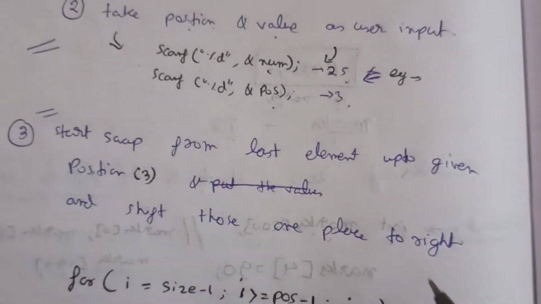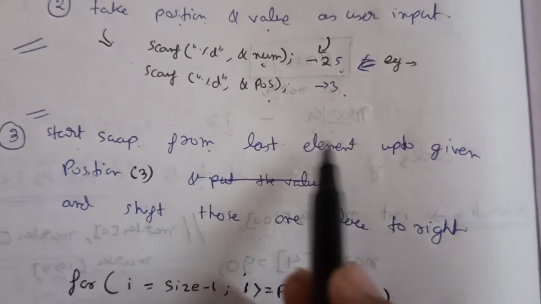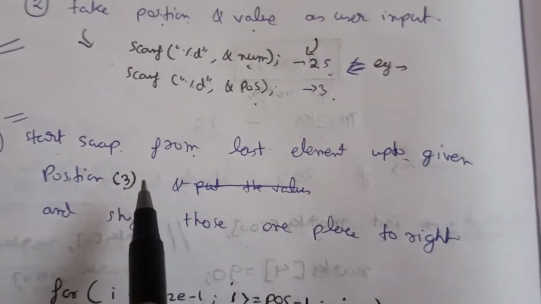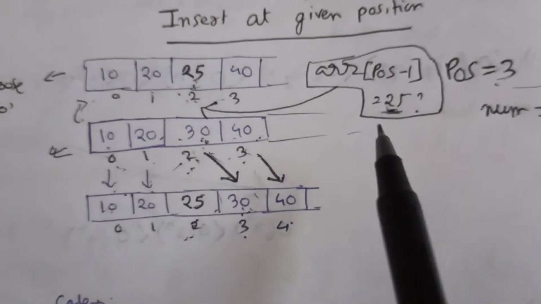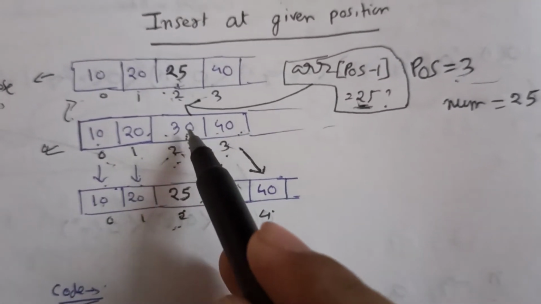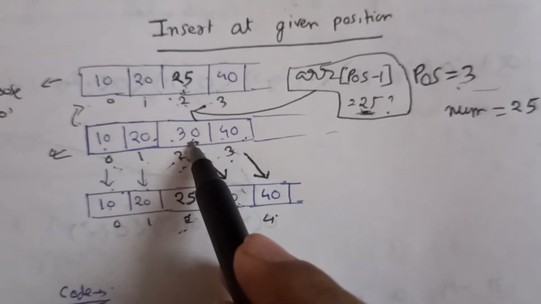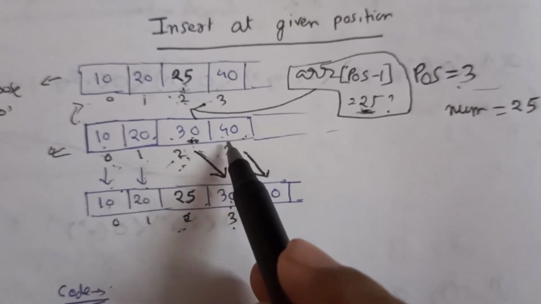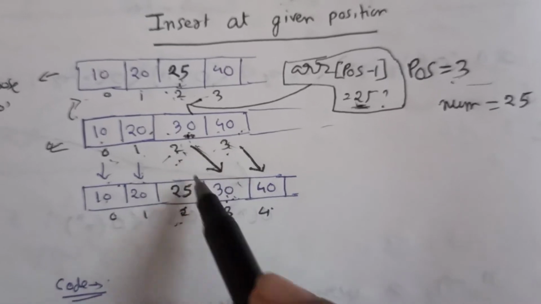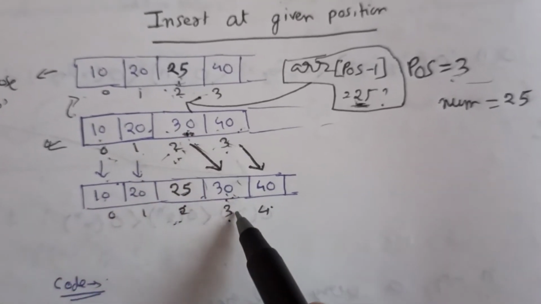Now we need to start the swap from the last element up to the given position 3. Where will we start the swap? We could start the swap from here also. From 30, we can store this 30 here in the 40 location. That's what we are doing now: we are storing the value of index 2 in index 3.